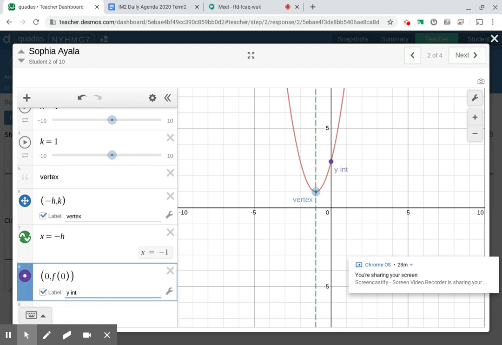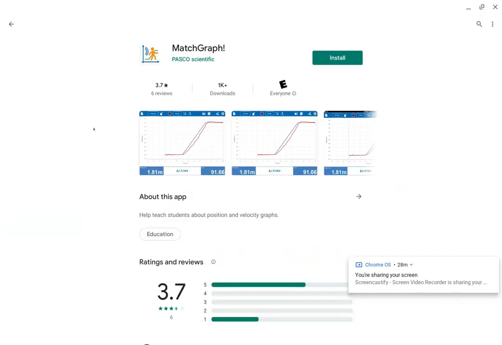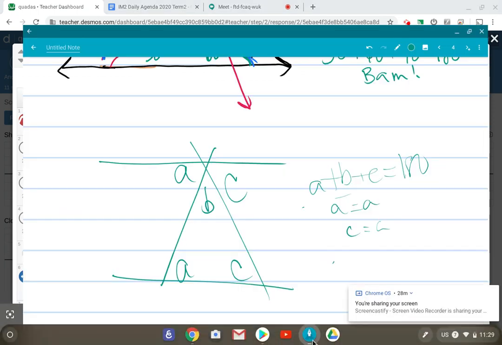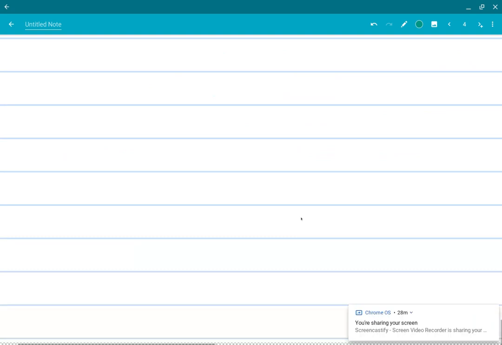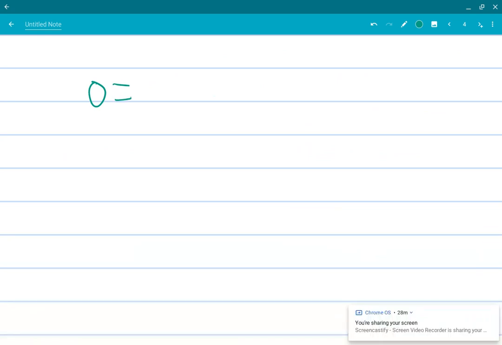Now the x-intercepts are this. And you're going to have to look at my screen because I'm going to do some algebra for you. And then we're going to type the equation, okay? All right, look at my screen.